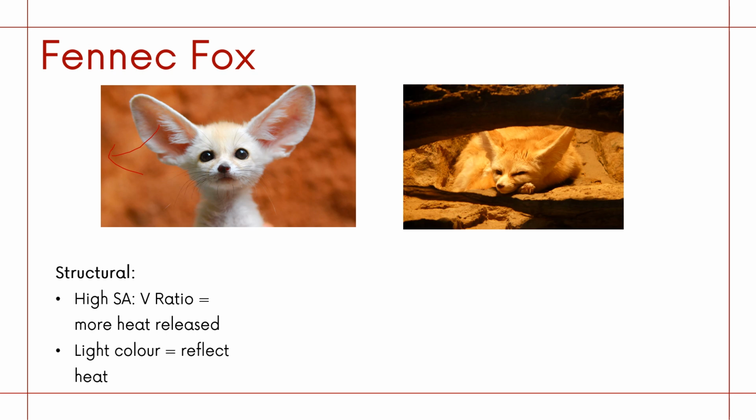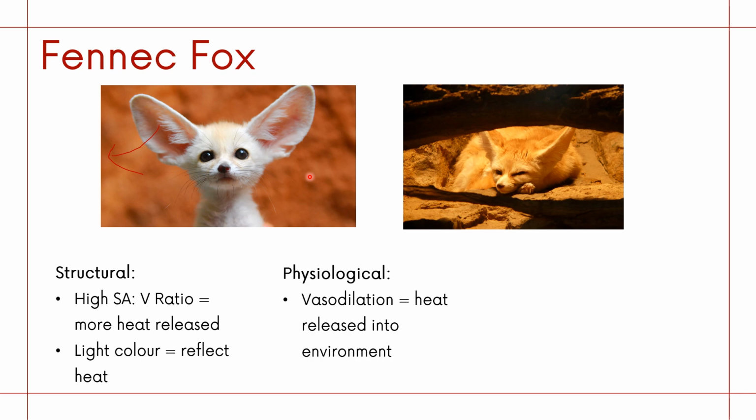It's also very light colored, and if something is light colored, it is going to reflect heat. Which obviously is beneficial, so less heat is absorbed in this very hot environment, keeping this animal at a stable internal temperature. So this is all about maintaining homeostasis and about thermoregulation again. So you can link your examples back to thermoregulation.